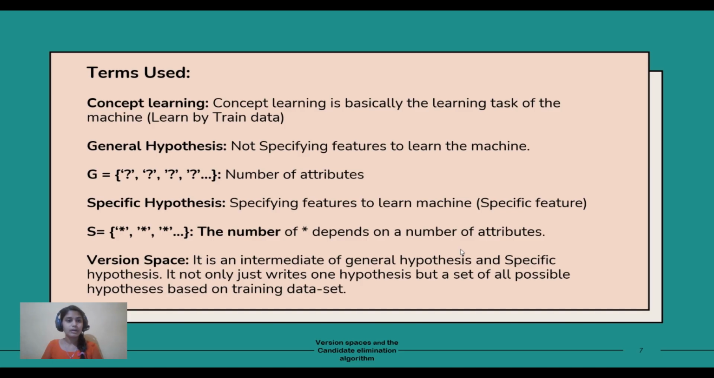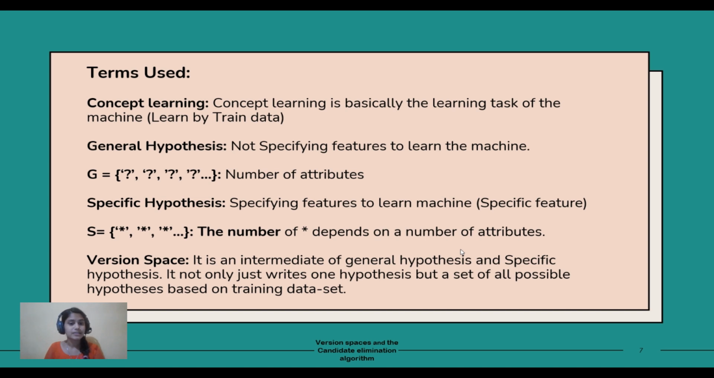Now let's go forward. Terms used in version space and candidate elimination algorithm. Concept learning: concept learning is basically the learning task of the machine, learned from training data. This concept learning is explained in detail in previous videos. If you haven't watched those videos, please watch them and then come to this video, because you will not understand anything here. If you are understanding, then it's okay. If you are not understanding, then please watch the previous videos.